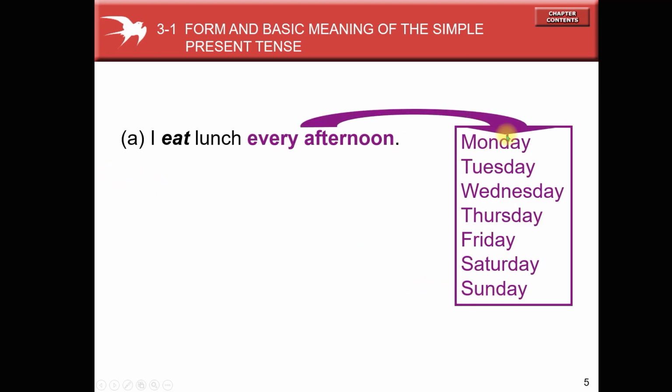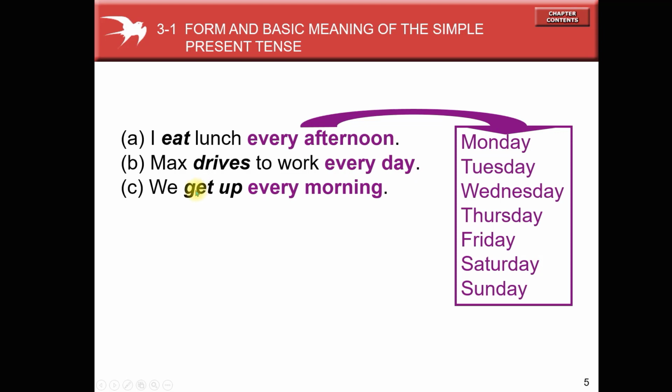Now, here we have the days of the week. And it says, I eat lunch every afternoon. Max drives to work every day. We get up every morning.